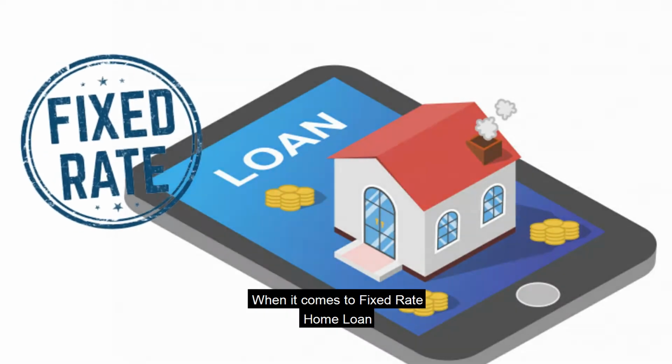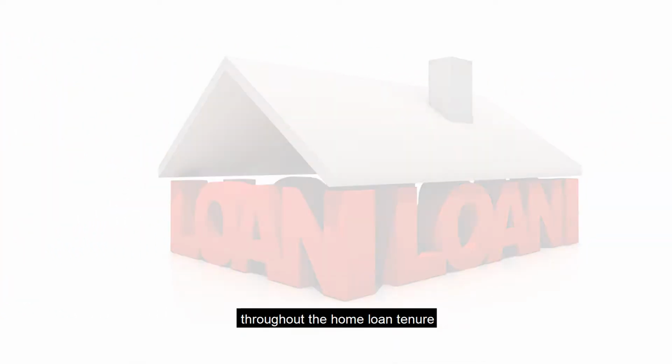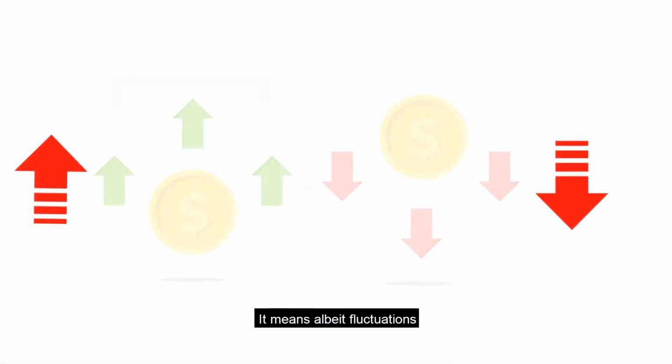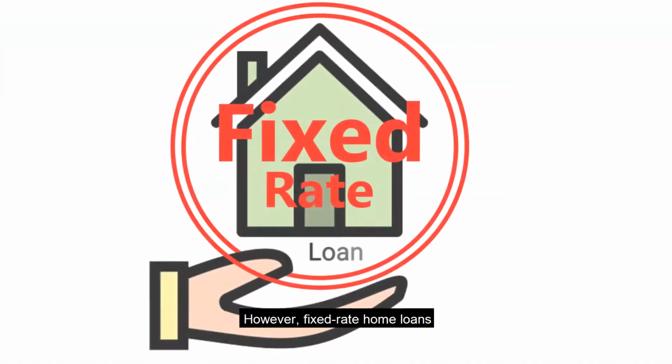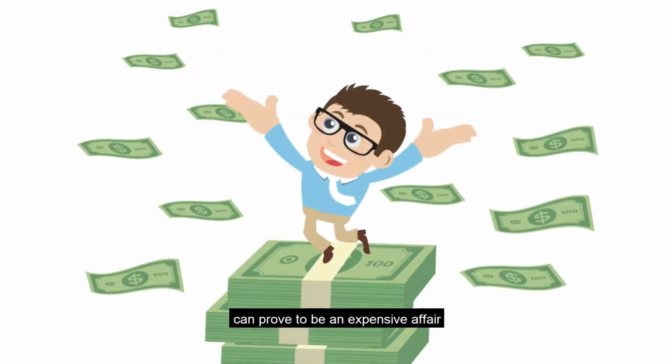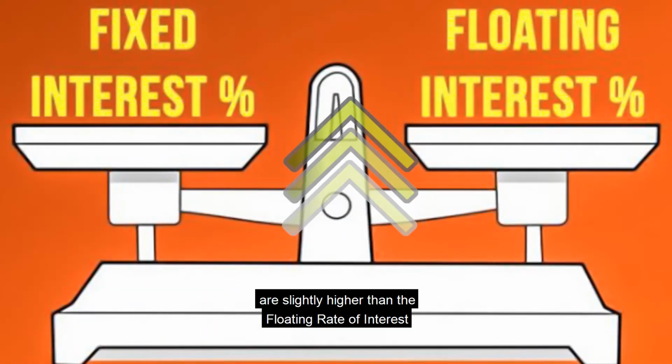When it comes to fixed rate home loan, the interest rates remain fixed throughout the home loan tenure or a fixed period of time. It means, albeit fluctuations in the market scenario, the interest rate remains unaltered. However, fixed rate home loans can prove to be an expensive affair, as the fixed interest rates are slightly higher than the floating rate of interest.